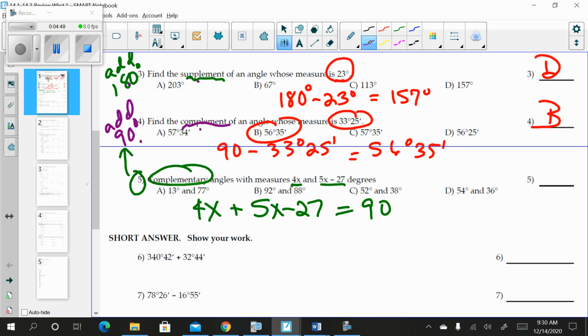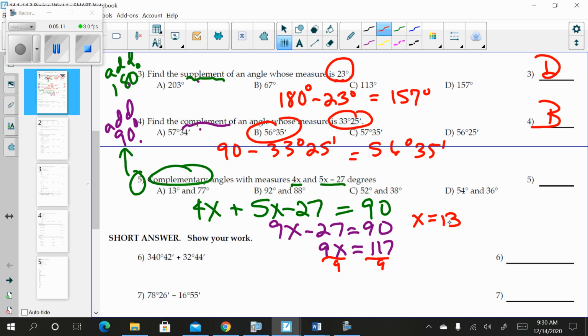So I would just solve for x. So put together your like terms. So 9x minus 27 equals 90. Go ahead and solve that for x. So add 27. So 9x equals 117. Divide by 9. And looks like we get x equals 13.